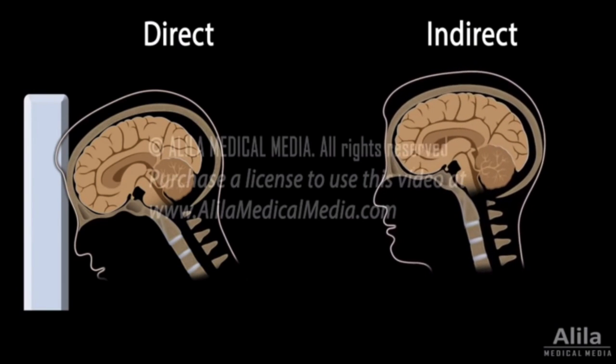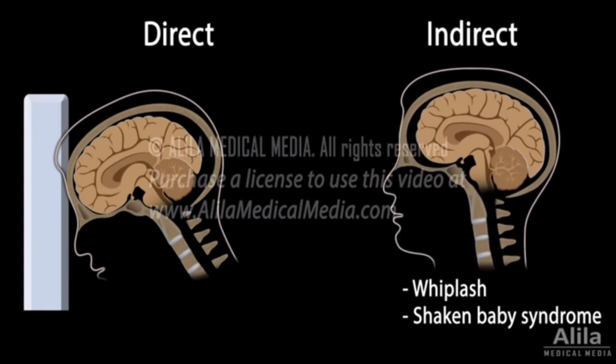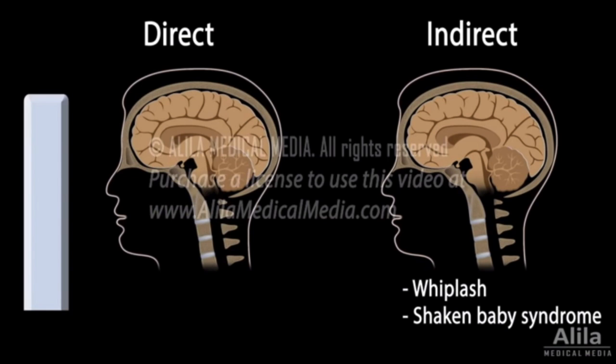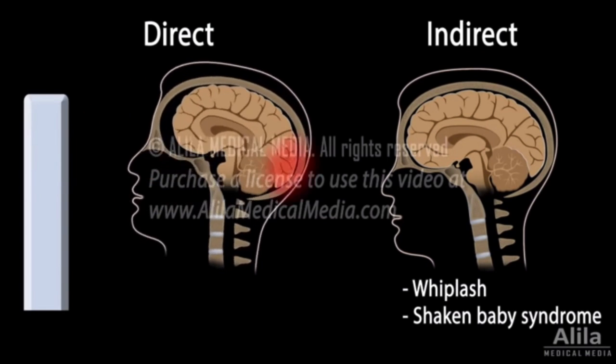An example of an indirect blow is a whiplash-type injury that causes the brain to shake quickly back and forth inside the skull. In a direct blow, injury may develop on the side of contact with the force or on the opposite side of the head.